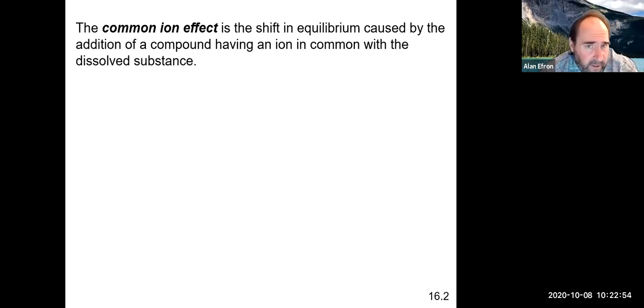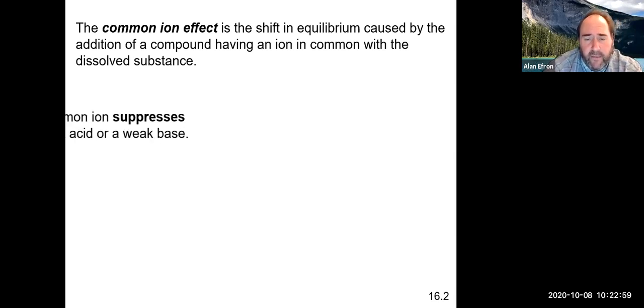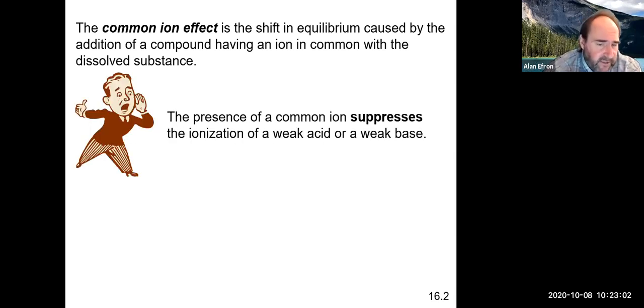So let's talk about what the common ion effect really is. The common ion effect is a shift in equilibrium caused by, as the name implies, a common ion. The presence of this common ion will essentially suppress the ionization of a weak acid or weak base. So the presence of a common ion will cause the weak acid or weak base to stay together. It won't allow it to break apart and produce H plus, or OH minus in the case of a base.